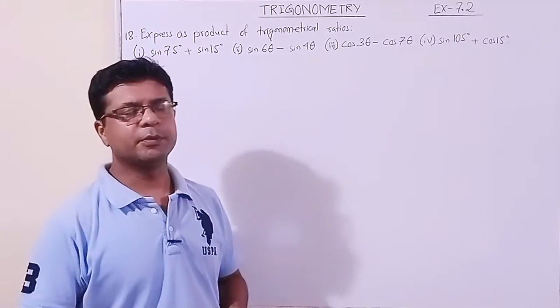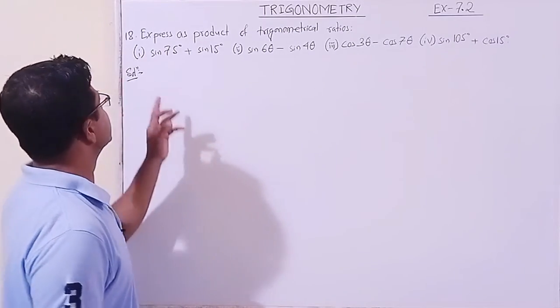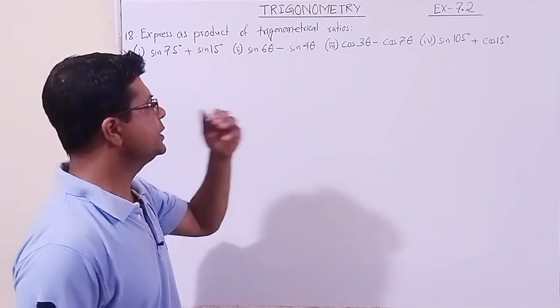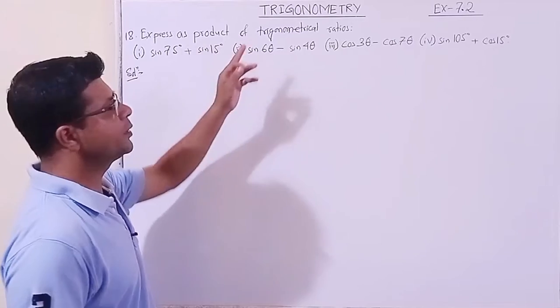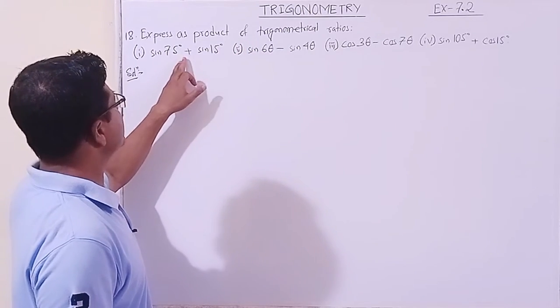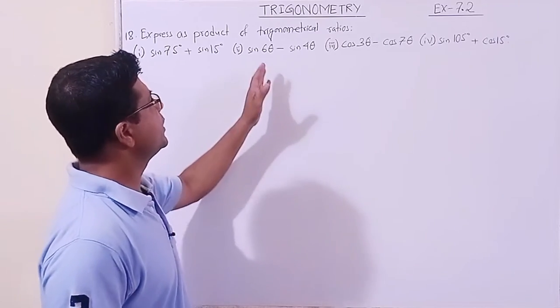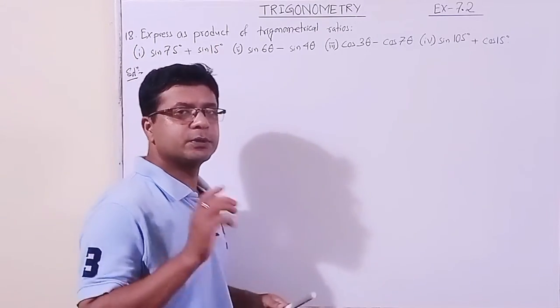Is it okay? Then we have got question number 18. Let us read the question. Express as product of trigonometrical ratios. Here we have got 4 questions. We have to express them as a product of trigonometric ratios. They are either in the form of a sum, that is addition, or subtraction. But we have to express them as a product. So which concept shall we apply?